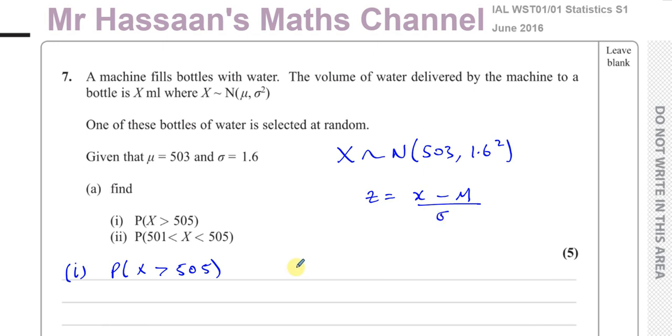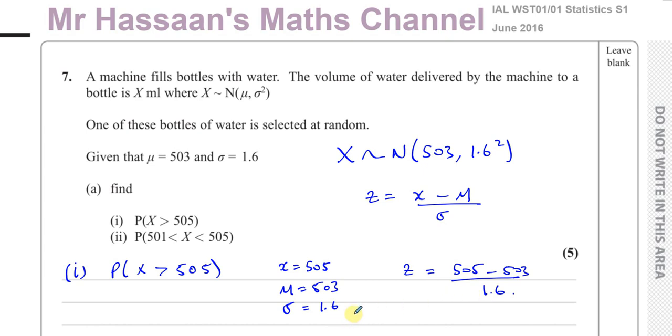So over here, if we want to standardize this, we want to find what Z is. We know X is equal to 505, that's the score we're standardizing. We know that the mean is equal to 503, as it told us in the question. And we know the standard deviation is equal to 1.6. So the Z value is going to be given by 505 minus 503 divided by 1.6.